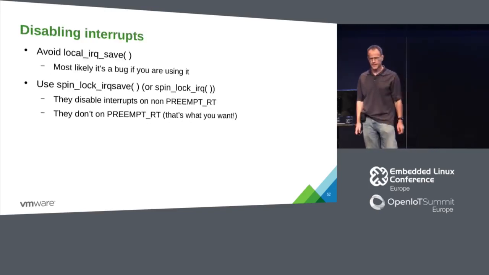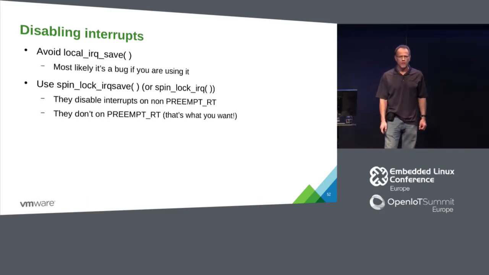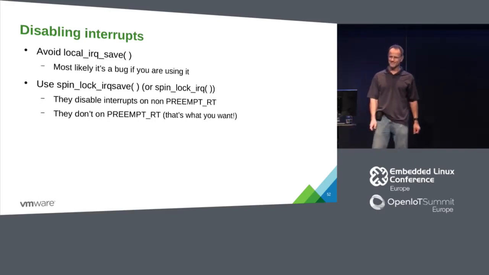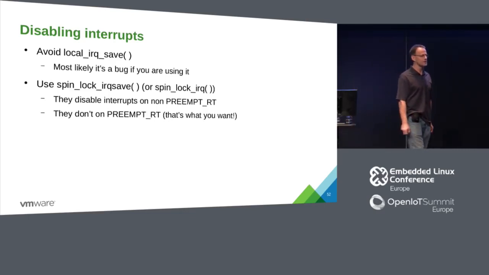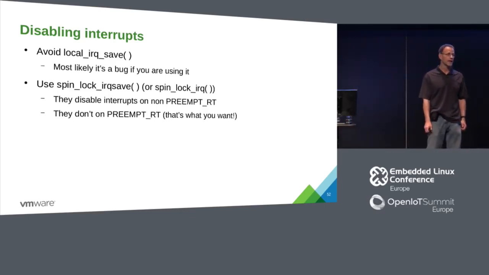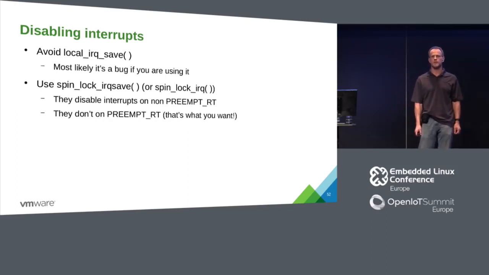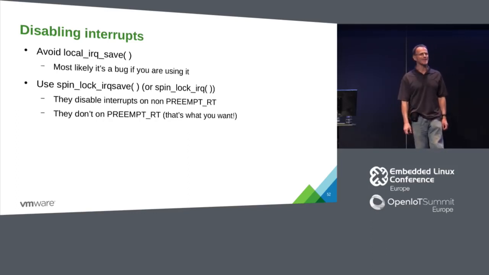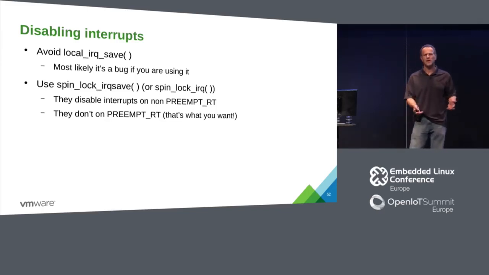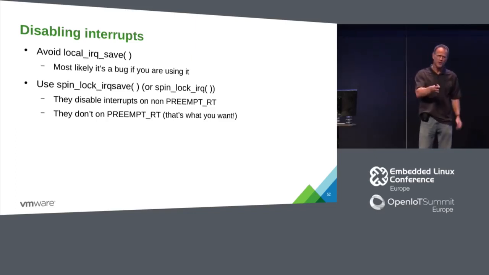Disabling interrupts. So avoid local IRQ save. Most likely, if you're using local IRQ save, it's a bug. A lot of times I've seen old drivers with local IRQ save, written when everyone had a single CPU. They needed a spin lock. I think we got rid of most of those, but there were a lot of them. But you really shouldn't have to disable interrupts. And I'd say you're being greedy, you're being selfish whenever you use this, because especially if you're a device driver and you use local IRQ save, you're disabling interrupts for everyone else, not just you.